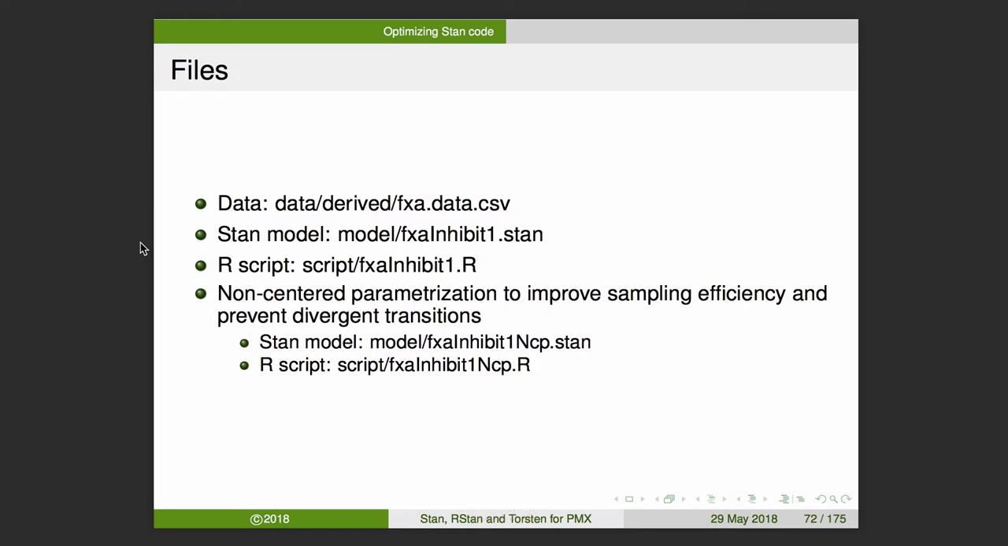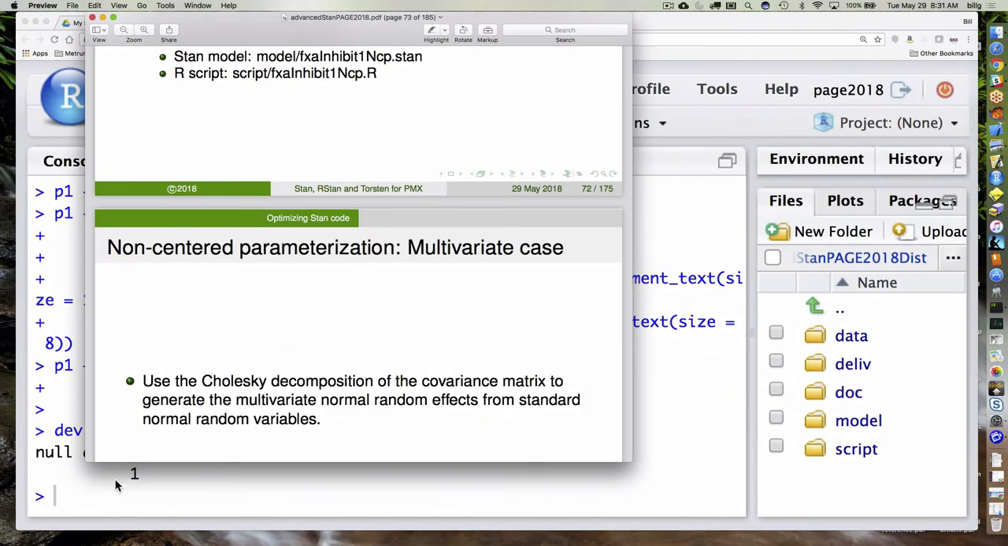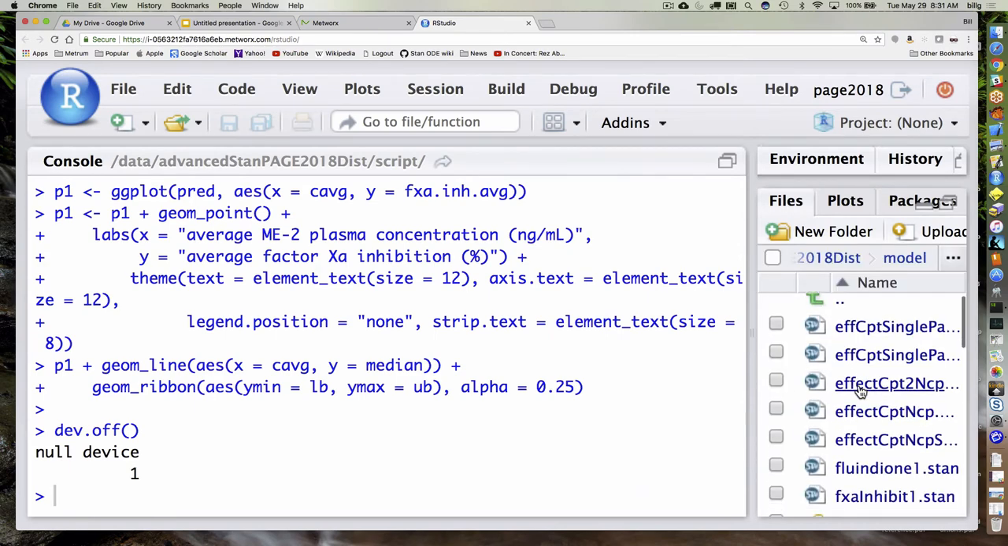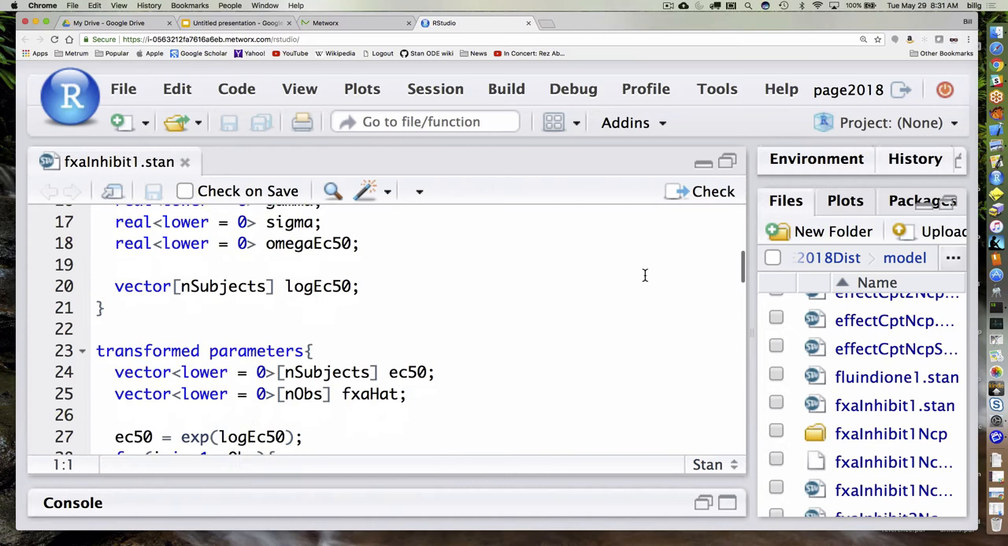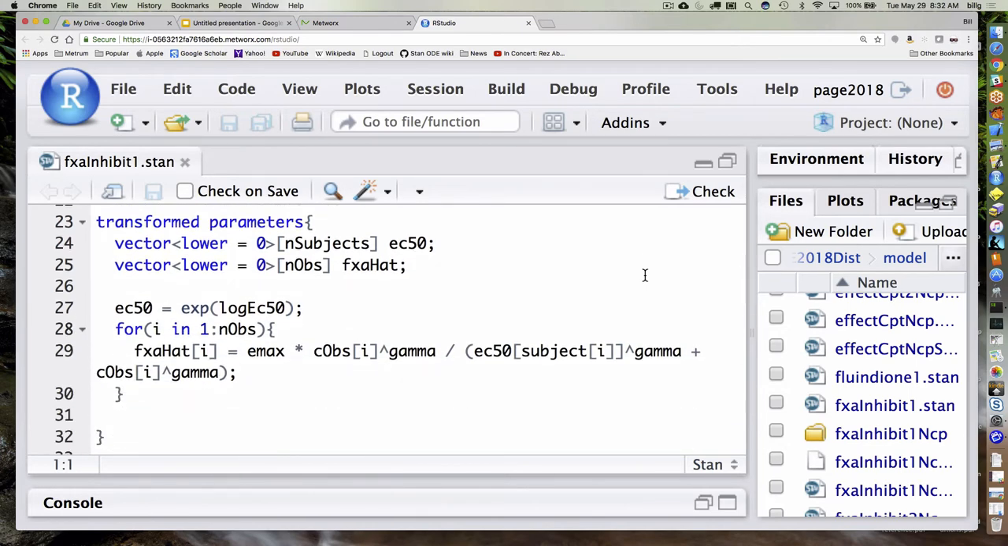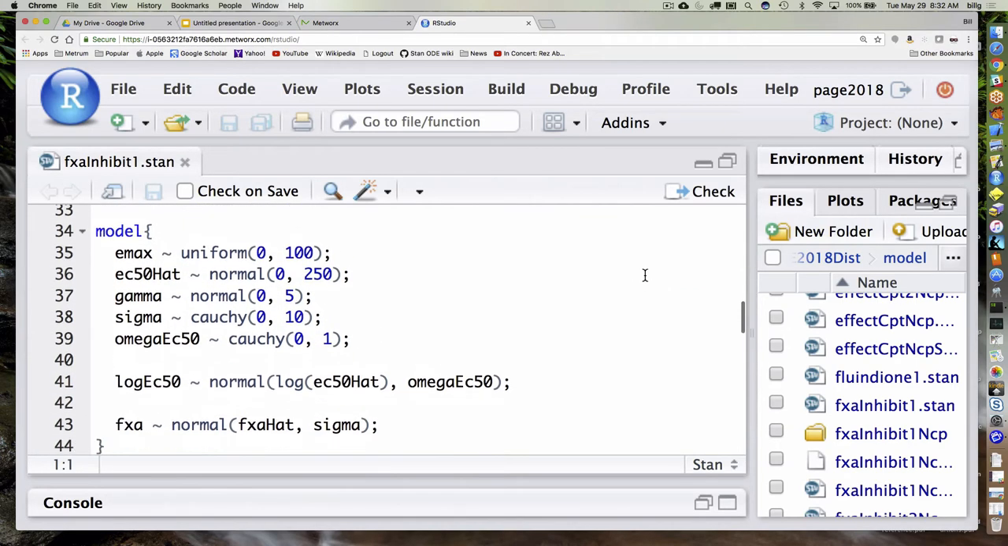Okay, so let's take a look at that. We start out with the first one, this FXA inhibit 1. Actually, the most relevant part here, let's go right to the relevant part, and that's in here. We're just going to do this like we would normally think of this if we were writing it out in a paper or something. We're just going to write out EC50. In this case, I'm going to do it as log of EC50 as normal with a mean log EC50 hat and some standard deviation omega. So this would be what we would call the centered parameterization. We've got this distribution centered at its mean. So we're going to use that for our inter-individual variability in EC50.